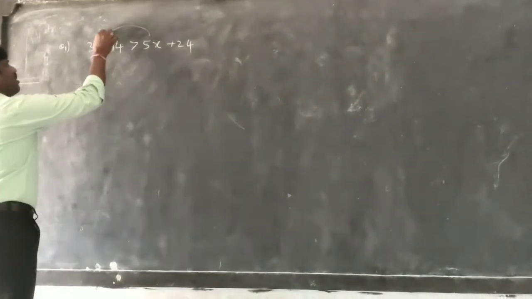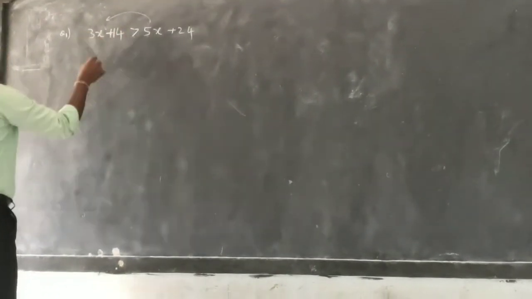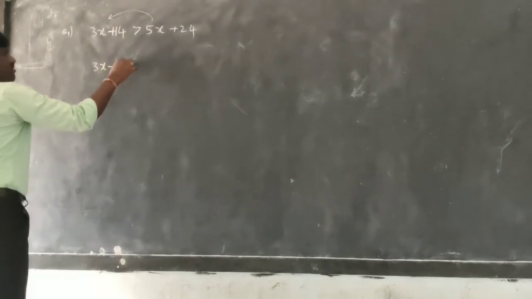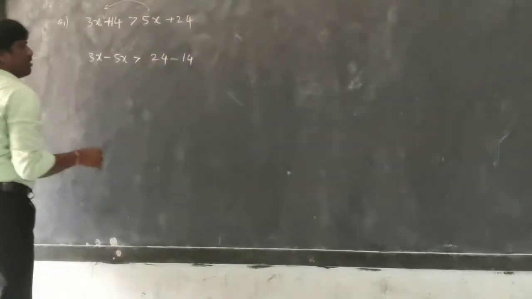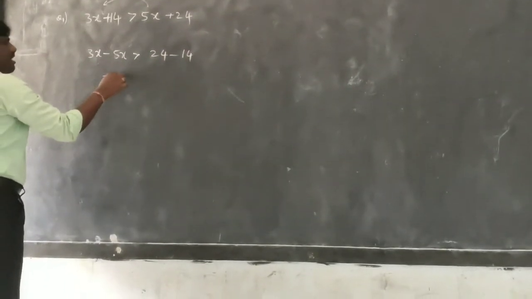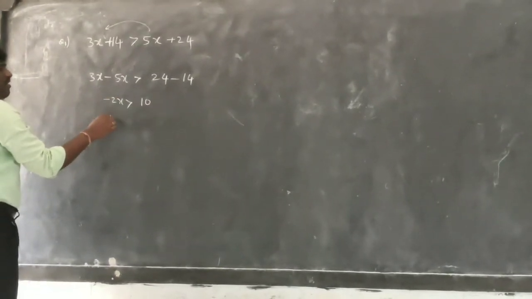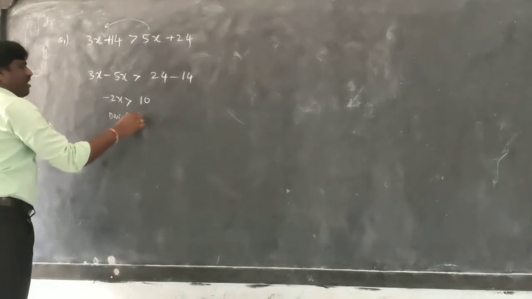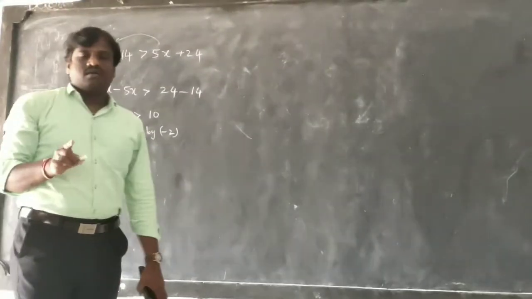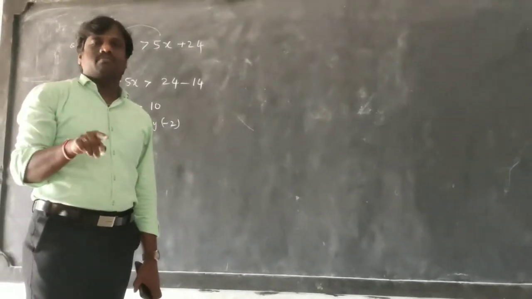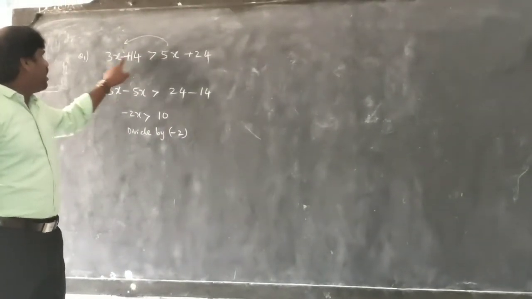Sending the x variable to this side, sending x this side. So 3x minus 5x greater than 24 minus 14, send that side. So 3x minus 5x is minus 2x greater than 10. So here you have a negative number. Divide by minus 2. If you are dividing or multiplying with a negative number, remember this, the inequality sign changes. In this case, what I did here, I did subtraction.